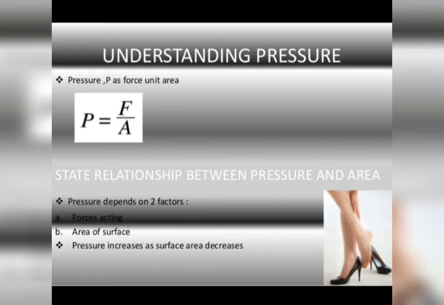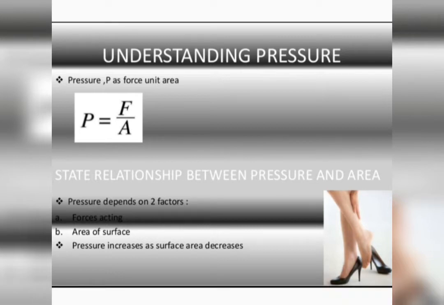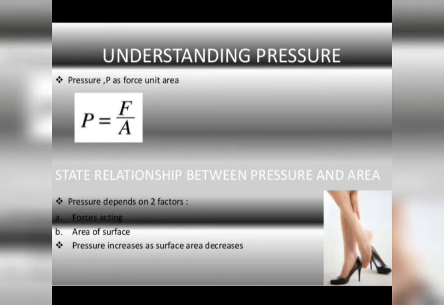Now, to obtain the value of pressure, we should divide the force acting on an object by the area of the object on which it acts. So our formula would be: pressure is equal to force divided by area. And this formula gives the relationship between pressure, force, and area.